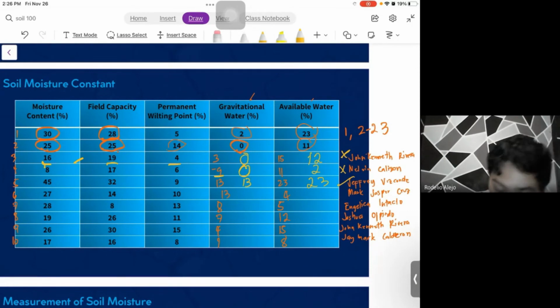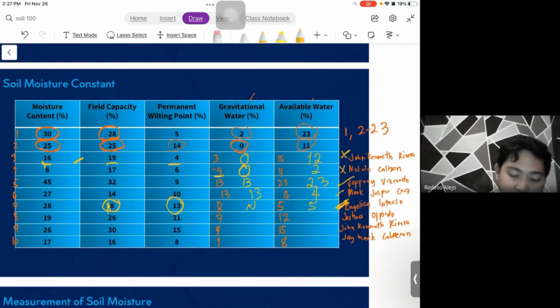Then, we have number 6. 27, 14, and 10. So, our gravitational water will be 27 minus 14. So that will be 13. Then the available water will only be 4. So that is correct. Then the number 7, I think meron mali dito kasi mas mataas yung permanent wilting point sa filled capacity. So mali yung data. So I think we can consider this as correct dahil mali yung ating data. But if we use it as 18, dapat mas mataas yung filled capacity, syempre, kaysa sa permanent wilting point. Diba? So, ang excess moisture natin dyan is pwede maging 10, so 28 minus 18, so 10. Then, available water is 18 minus 13 will be 5.